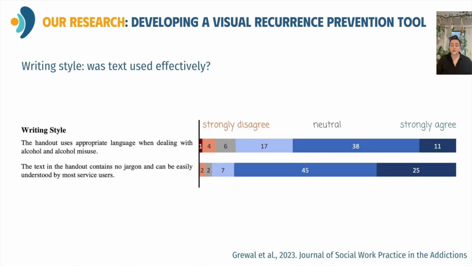We also asked questions about writing style. We wanted to know if the handout used appropriate language when dealing with alcohol and alcohol misuse. We also wanted to know if the text contained any jargon and if it could easily be understood by the service users.